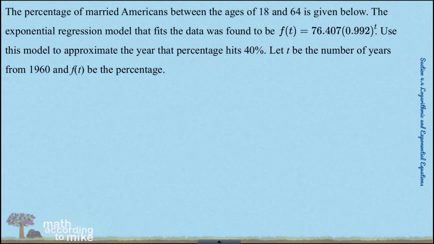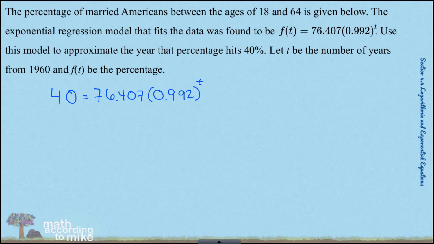Since f of t is in percent, what we need to do is replace f of t by the number 40. Do not put 0.4, because that's not a percentage anymore. You wrote it as a decimal. We need to solve for t.